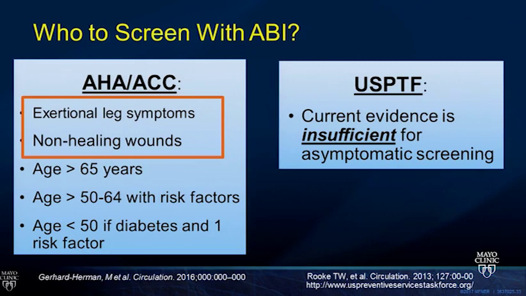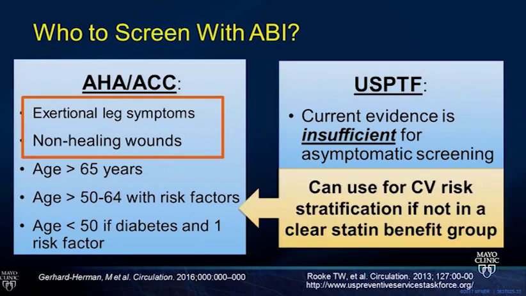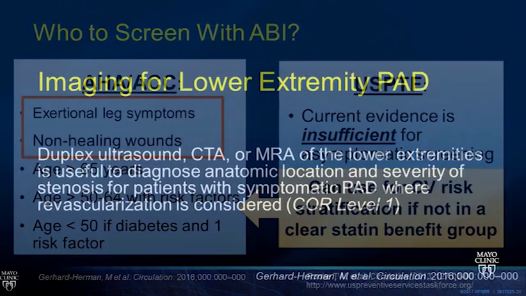And the U.S. Preventive Services Task Force has stated there's not sufficient evidence to recommend screening in truly asymptomatic people, so just the group south of the orange box. The caveat being that the cholesterol guidelines note that you can order an ABI in someone who's asymptomatic to screen for underlying PAD if it's going to help you stratify them into one of the clear statin benefit groups. So hopefully more to come down the road in terms of who you should be doing ABIs on for completely screening purposes. But for right now, any type of exertional leg symptoms, non-healing wounds, certainly indicated to get an ABI.